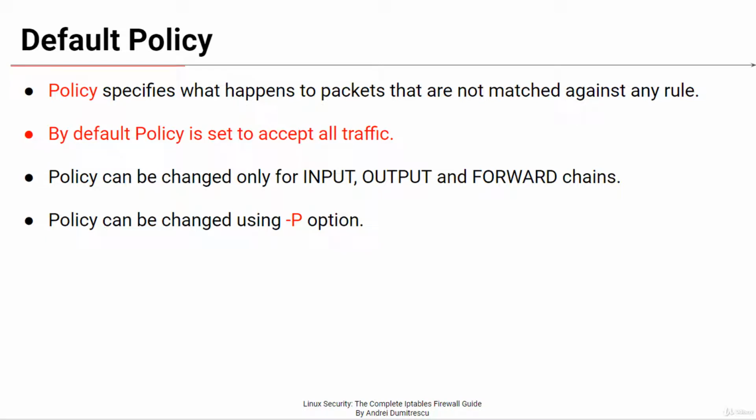Welcome back. This lecture will be about policy. Traffic filtering is done in the filter table of the input chain for incoming traffic, of the output chain for outgoing traffic, and of the forward chain for routed traffic. Rules are added to chains and tables and traversed in order from top to bottom by the packets.